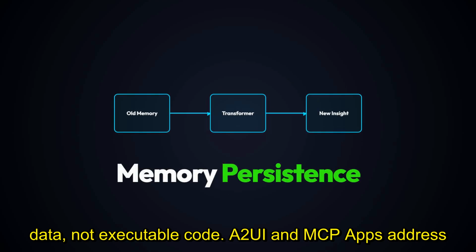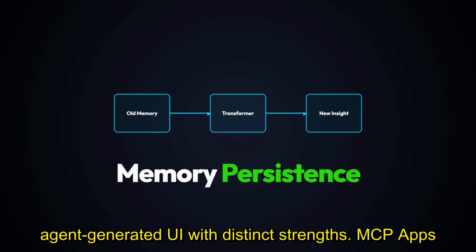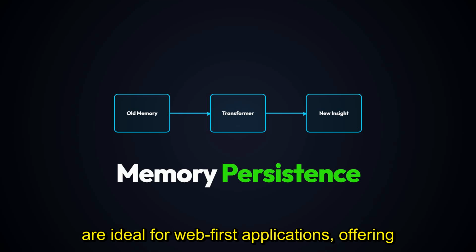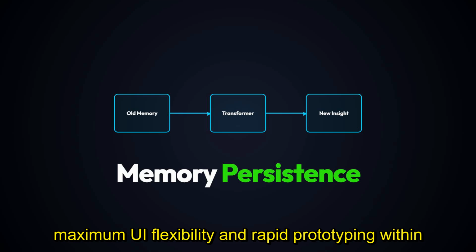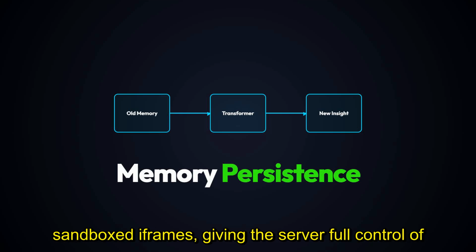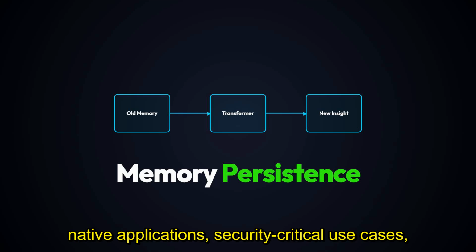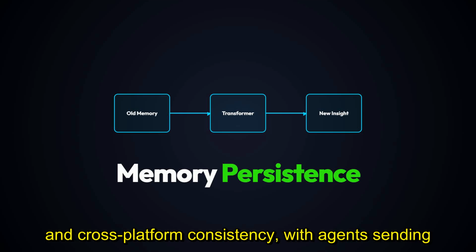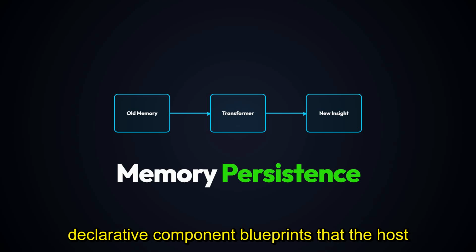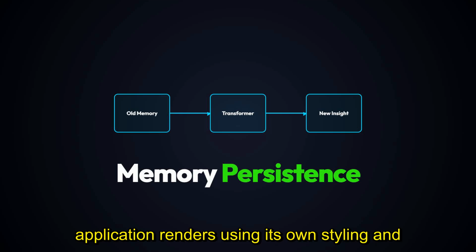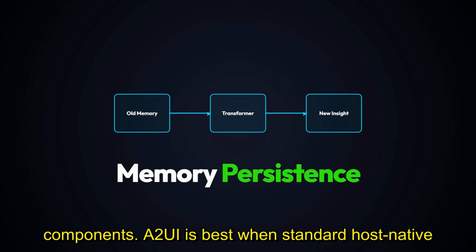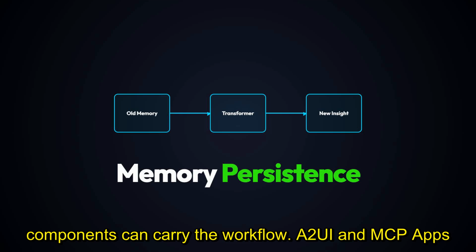A2UI and MCP apps address agent-generated UI with distinct strengths. MCP apps are ideal for web-first applications, offering maximum UI flexibility and rapid prototyping within sandboxed iframes, giving the server full control of the UI experience. In contrast, A2UI prioritizes native applications, security-critical use cases, and cross-platform consistency, with agents sending declarative component blueprints that the host application renders using its own styling and components. A2UI is best when standard host native components can carry the workflow.